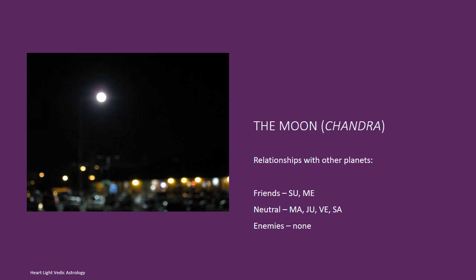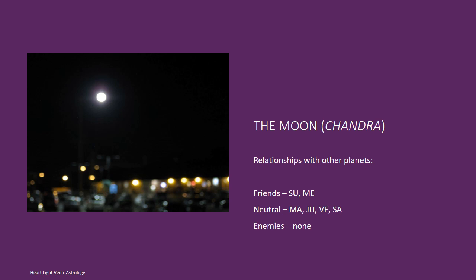And the moon, or Chandra, also has relationships with other planets. So when the moon is in other signs ruled by these planets, it will change the influence of the moon. So when the moon is in the sun's sign, Leo, or Mercury's signs, which are Gemini and Virgo, these happen to be friendly planets for the moon, so the moon tends to work well.